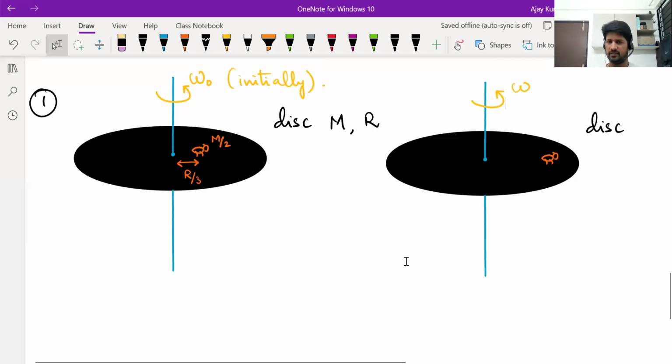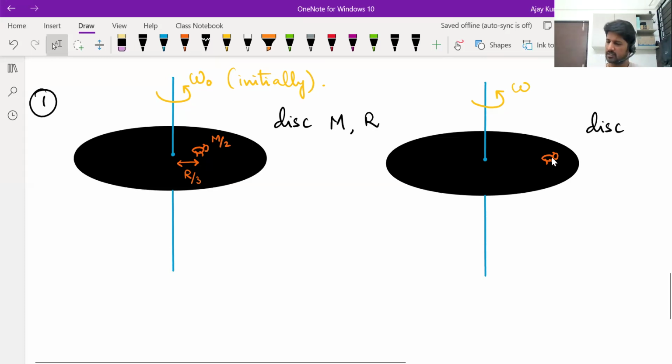Good. I appreciate you talking about mass distribution. That is very good. Mass is going away from the axis. Mass of the system is going away from the axis. What system? Disk plus insect system. Its mass is going away from the axis, so moment of inertia increases. Angular velocity should decrease.